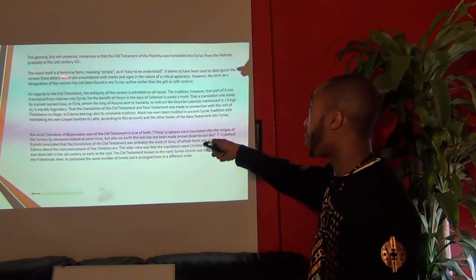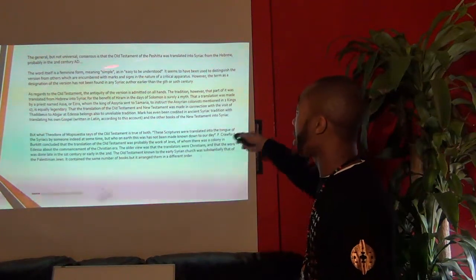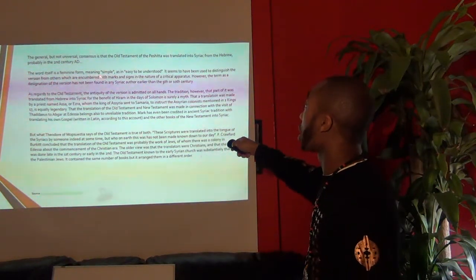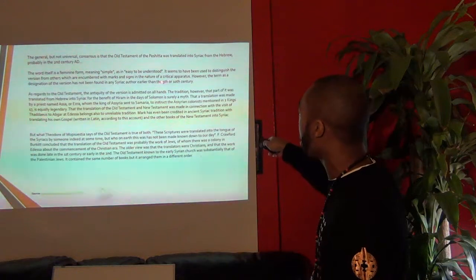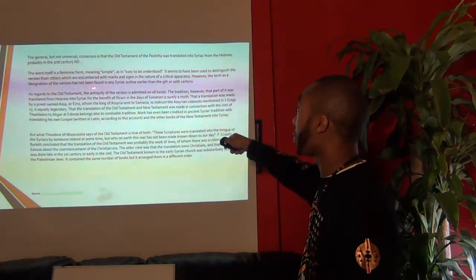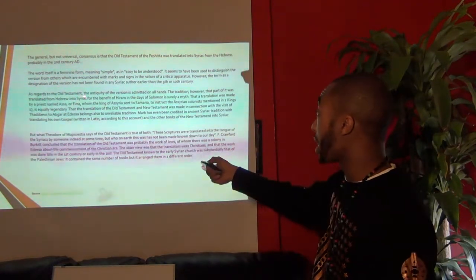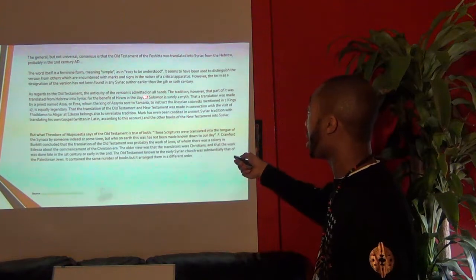The word itself is a feminine form meaning simple, as it is easy to be understood. It seems to have been used to distinguish the version from others which are encumbered with marks and signs and the nature of a critical apparatus. However, the term as a designation of the version has not been found in any Syriac author earlier than the 9th or 10th century. As regards the Old Testament, the antiquity of the version is admitted on all hands.